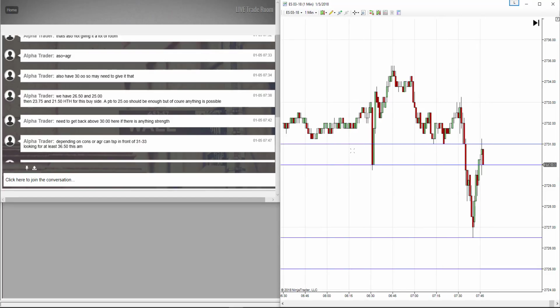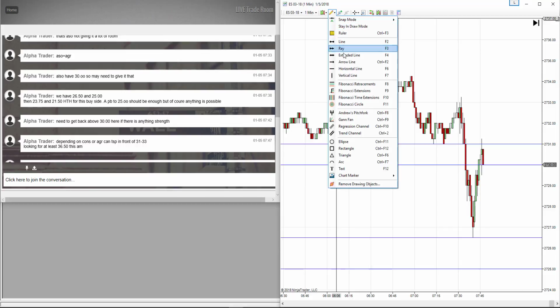It depends on if you're conservative, that's what that abbreviation means, or aggressive, AGR, you can take some profit anywhere between 31, which is where we're at basically now at the post, and 33. And then you see this next comment. This is really, really important: looking for at least 36.5. Why is that important? That's important because we now have a long-term target.